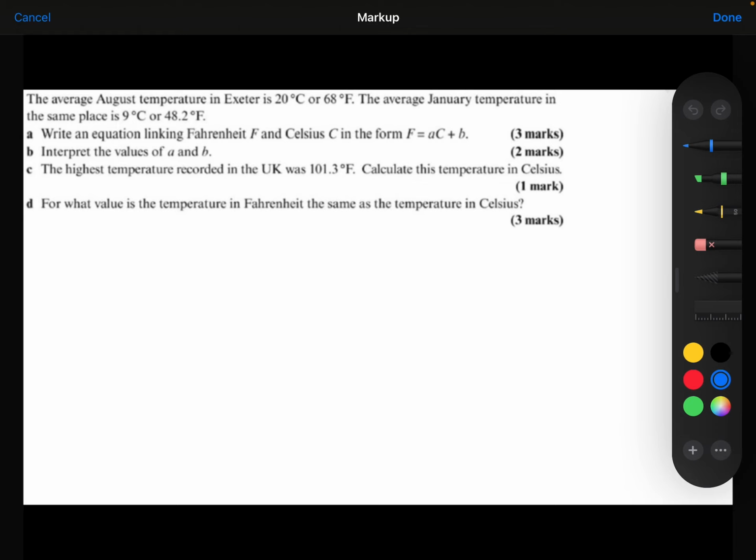So the F is going to be like my y coordinates here, and my C is going to be like my x coordinates. The A is going to be the equivalent of the gradient, and the B is going to be the equivalent of the y-intercept.